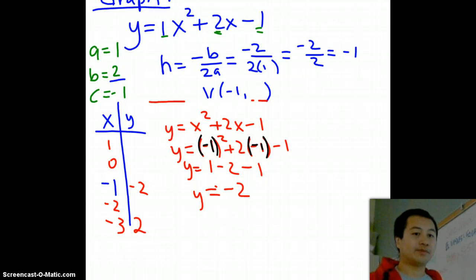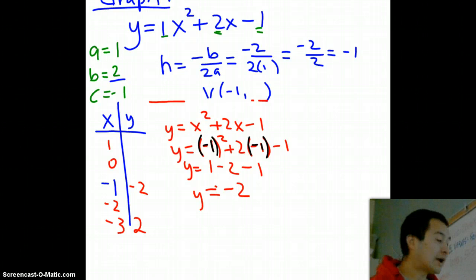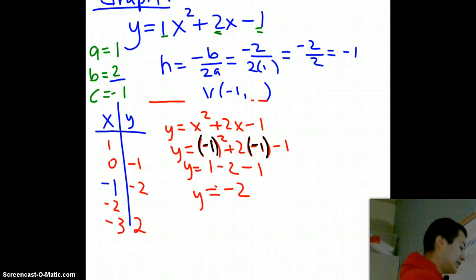Plug in the rest. Pause it, plug in the rest, see if you get the same thing. Do not cheat, plug in the rest. I'm going to write some answers down. 0 will be negative 1. This will be 2 and negative 1. Take a look if you got the same thing as I got after you're done plugging it in.